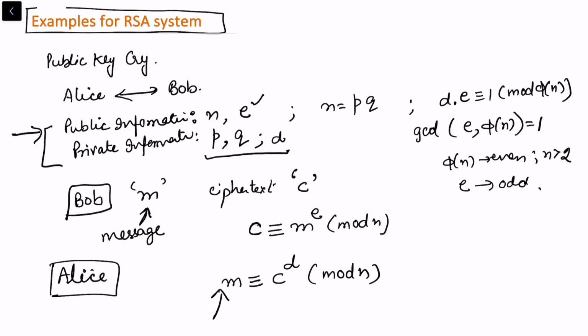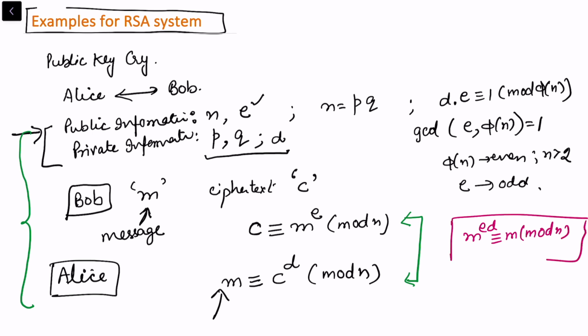I've explained in my previous videos this setup and the algorithm, and I've also explained a theorem which justifies why these two congruences are valid. They are valid because M to the power ED is congruent to M mod N. We have proved that this is true with the setup that I've explained, and hence these congruences follow. So the RSA system works. Now in this particular video, I want to take up some examples for the RSA system.